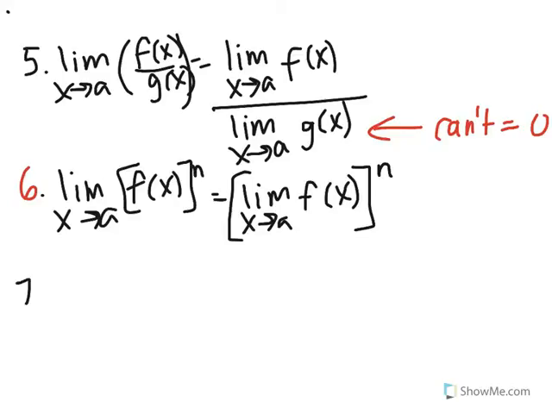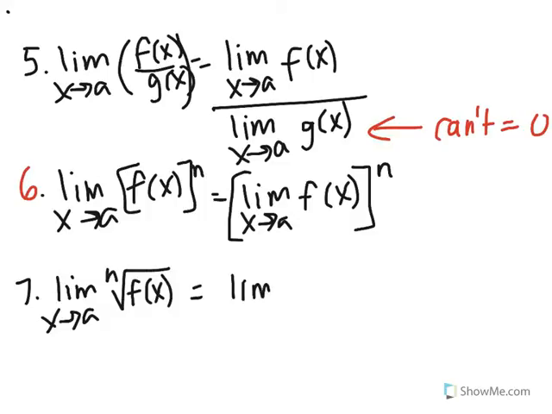Alright, number 7. The limit of a root is the root of the limit. So this is what this looks like. The limit as x approaches a of the nth root of f of x is the same thing as taking the limit as x approaches a of f of x, and then taking the nth root of that. So that could be square root, cube root, or whatever. So you find the limit, then take the root.